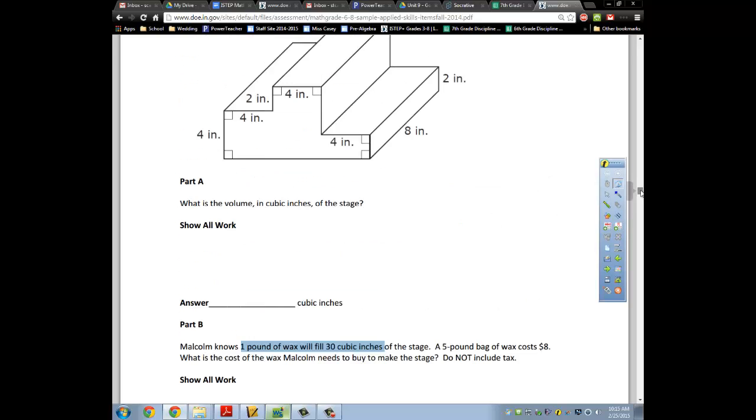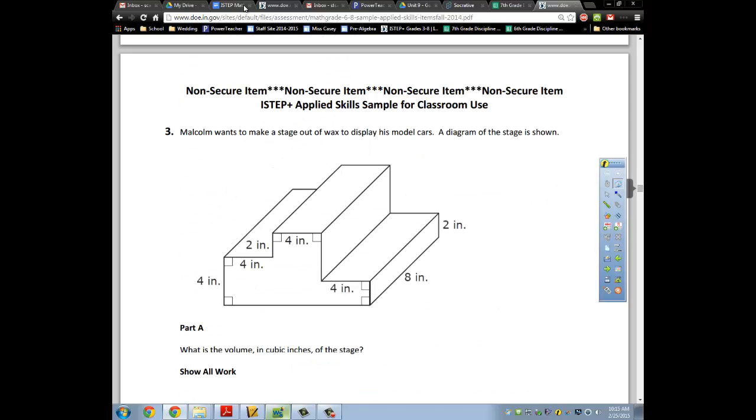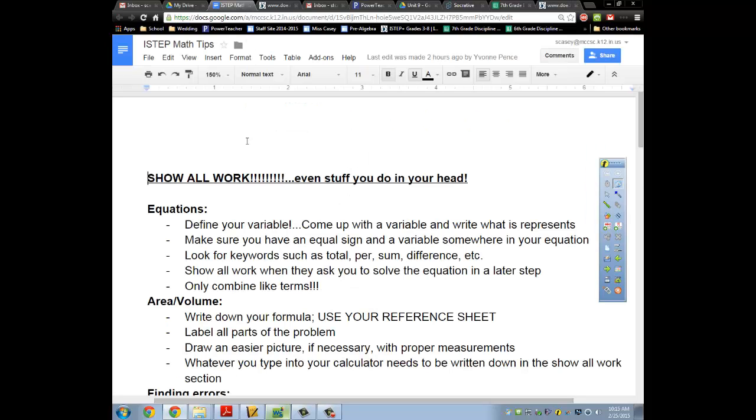So make sure, just overall, that you show your work with these. That's what we want to see. So again, equations, we want to see our variable. We want to see an equal sign. Tell me what the variable stands for. Show all of your work. And look for those key words like total and per. For area and volume, use your reference sheet, write down the formula, and keep it all organized, showing every little bit of work that you do. As long as you do that, you'll be good to go.